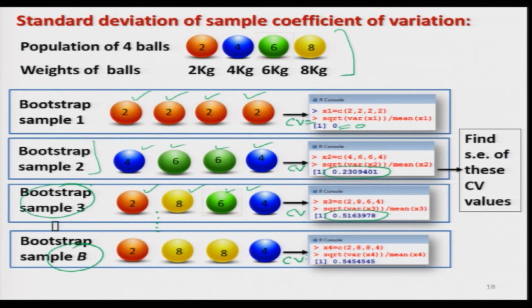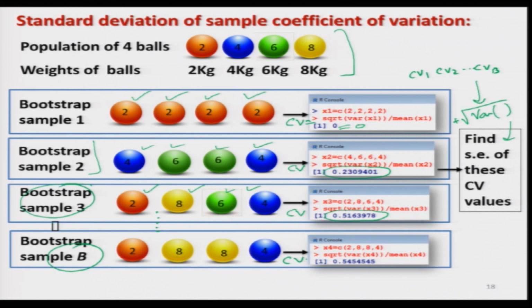Now you can see here you have got the values CV1, CV2 up to CVB. Now I am saying, just find the variance of these B values and take its positive square root. This is going to give you the standard error of these CV values. So you can see this was very simple, and now you can imagine that instead of CV you can take any other quantity.